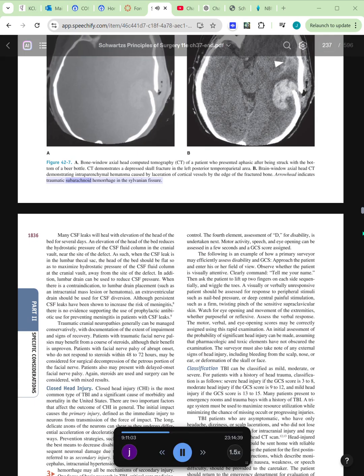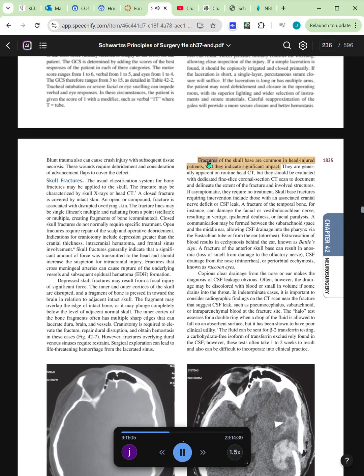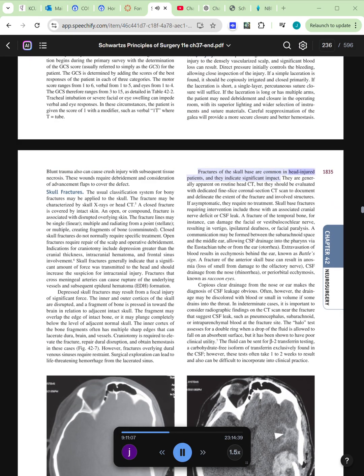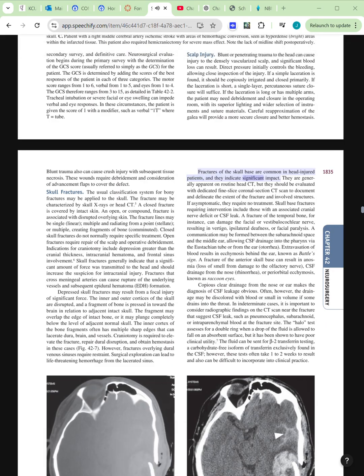Traumatic subarachnoid hemorrhage in the Sylvian fissure. Fractures of the skull base are common in head-injured patients, and they indicate significant impact. They are generally apparent on routine head CT, but they should be evaluated with dedicated fine-slice coronal section CT scan to document and delineate the extent of the fracture and involved structures.